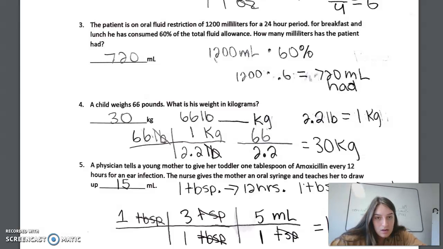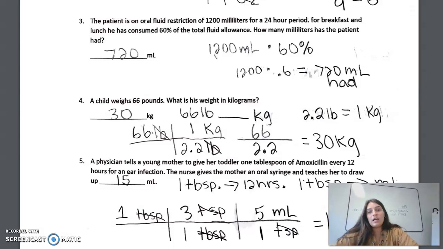Okay, for this one, I had my basis, which is 1,200 milliliters, and I had to multiply it times 60%, which would convert to 0.6, and I got 720 milliliters that the patient had already consumed.